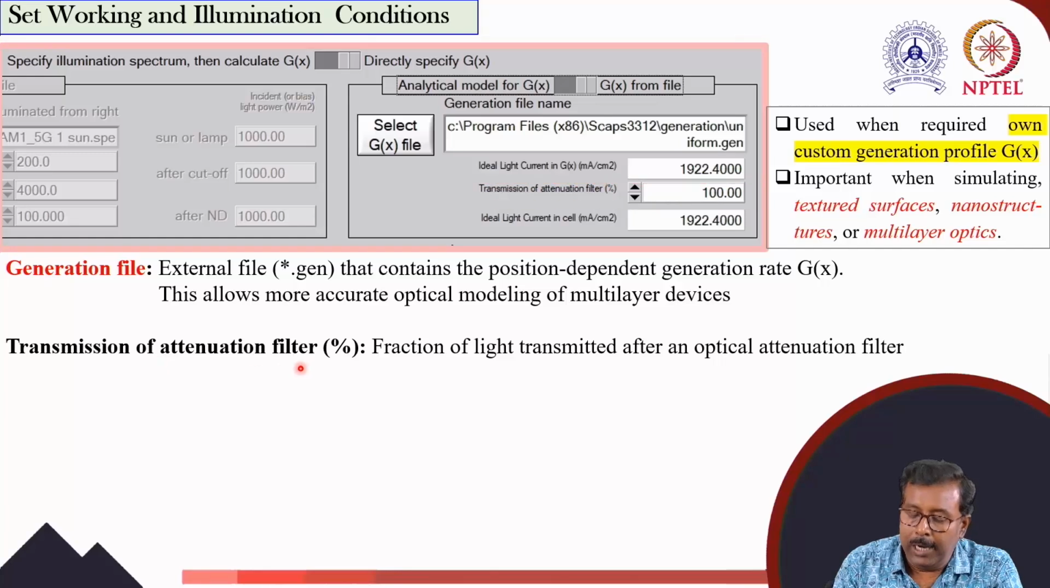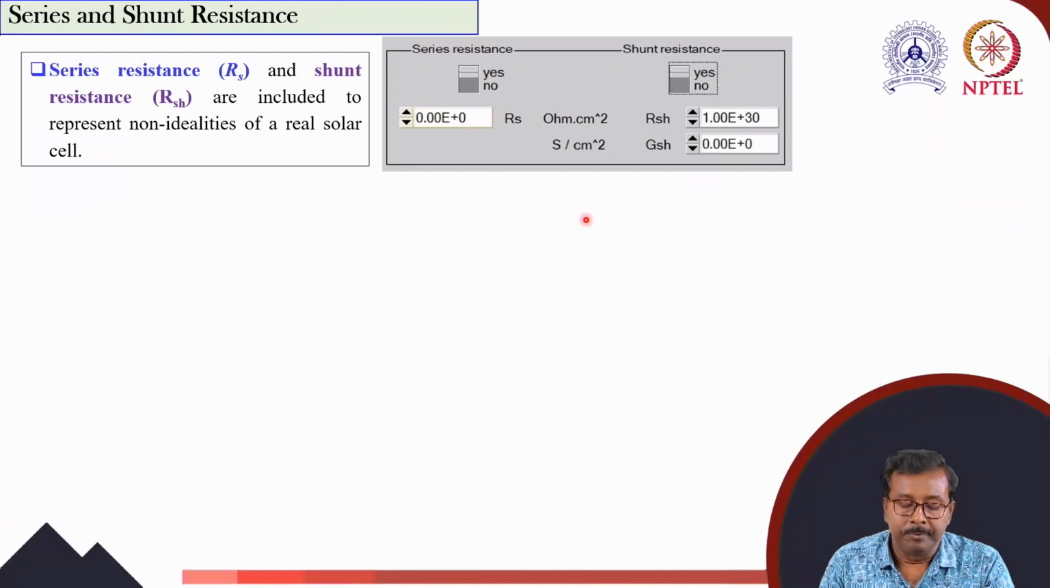Transmission of attenuation filter: the fraction of light transmitted after the optical attenuation filter can also be mentioned here. You see the transmission of attenuation filter, the percentage of transmission you can set. Ideal light current in cell is a different parameter, we'll discuss it later. Now series and shunt resistance, these are two very important parameters for accurate modeling of the solar cell.